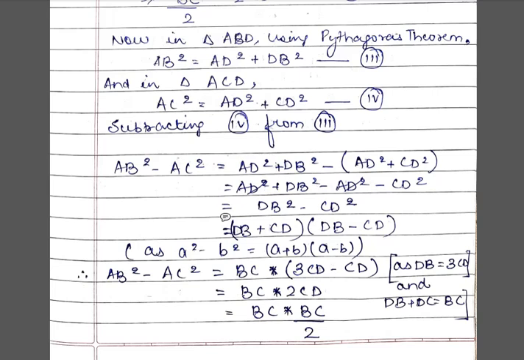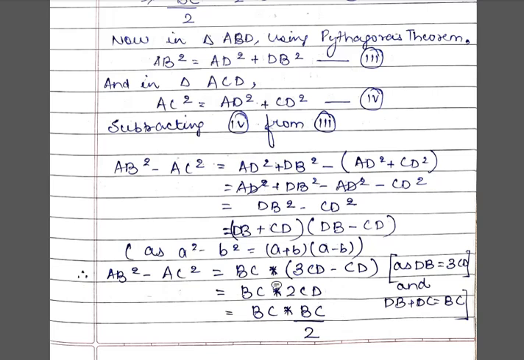DB minus CD, when we come to it, in place of DB plus CD we have written BC. In the next slide you can see DB minus CD, in it DB I have written as 3CD because it was given in the question. 3CD minus CD is how much? 2CD. So I have got BC into 2CD. But we already calculated that 2CD is BC by 2. So in place of 2CD I put BC by 2.